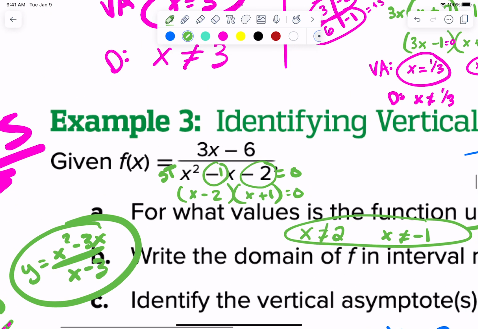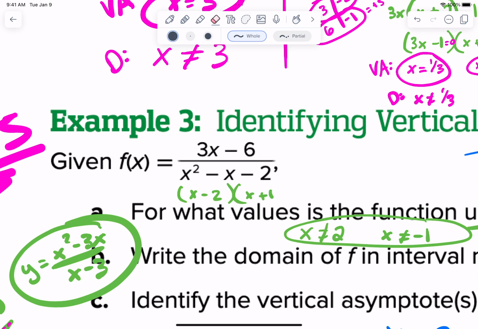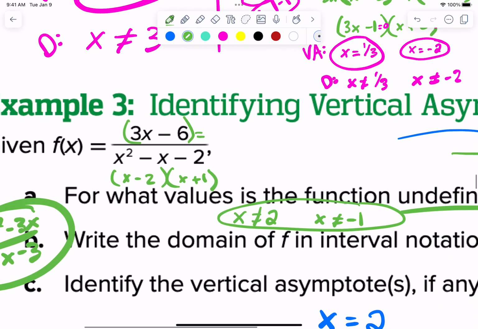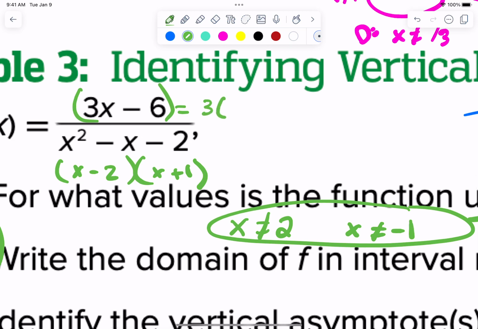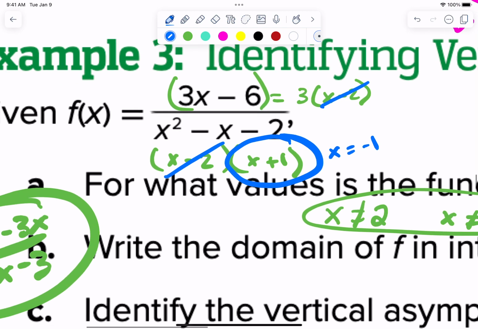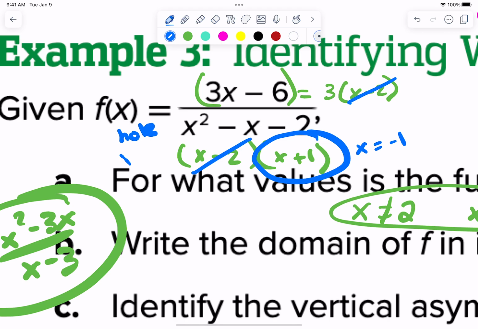Okay, so that means if I have a function where the top and the bottom cancel out, like this guy, what does this top break down into? 3x minus 6? If I pull a 3 out, yeah, x minus 2. Do you see how the x minus 2 cancels out? So that means I only have a VA at x equals negative 1, but I have a hole at x equals 2. Does that make sense?